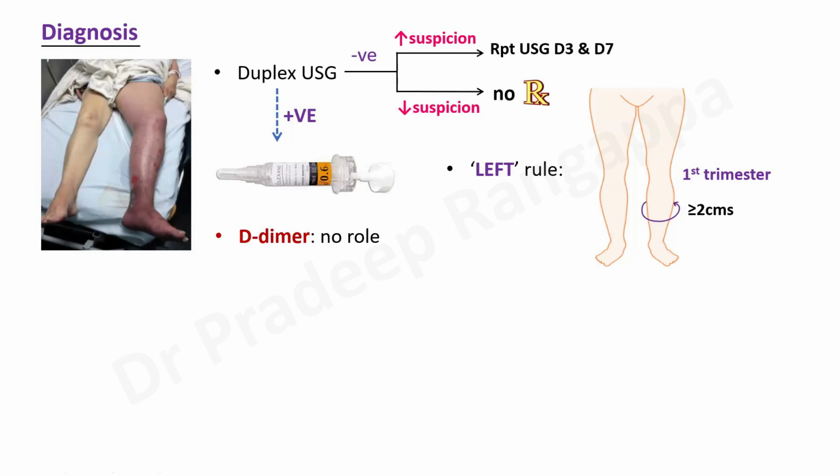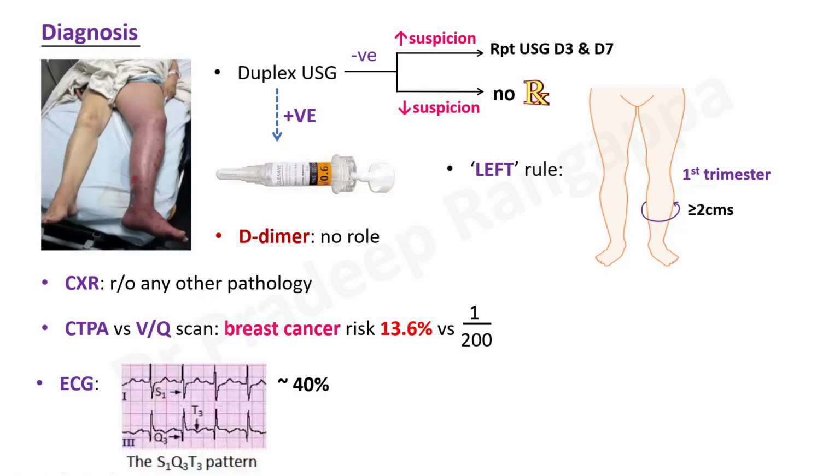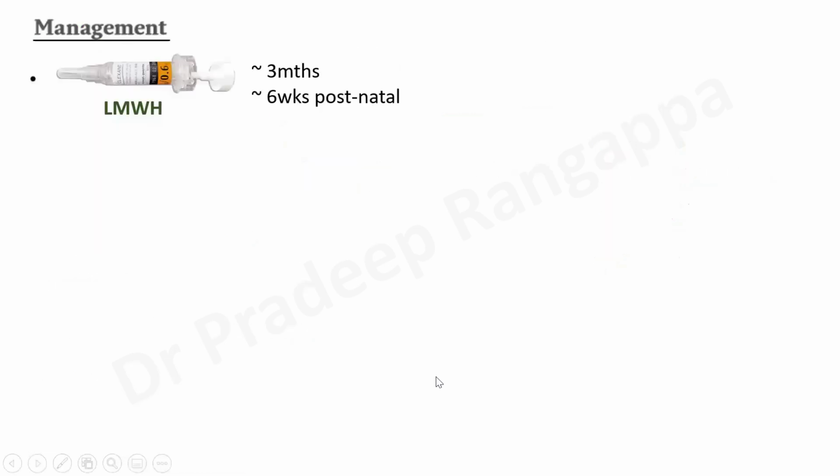D-dimer has no role in pregnancy because it will be high, and a chest X-ray could be done to rule out any other secondary pathology. CTPA is the gold standard, but because of pregnancy, the risk is always there. They have looked at breast cancer risk with CTPA, shown to be 13.6% versus 1 in 200, which means exposing them to CTPA unnecessarily does carry some risk. And ECG S1Q3T3, which is a typical presentation of PTE, occurs in only 40% of the patients.